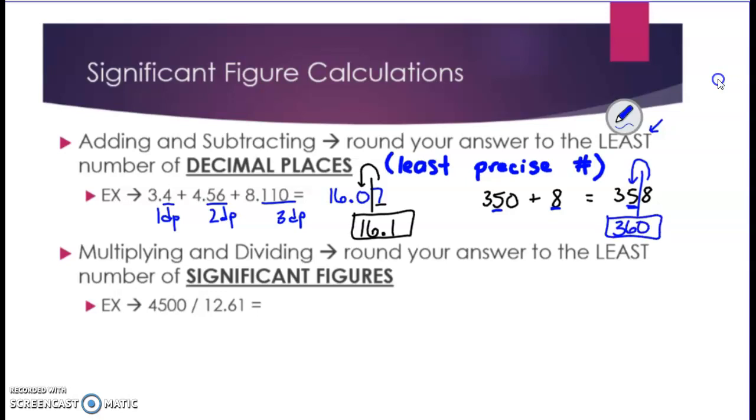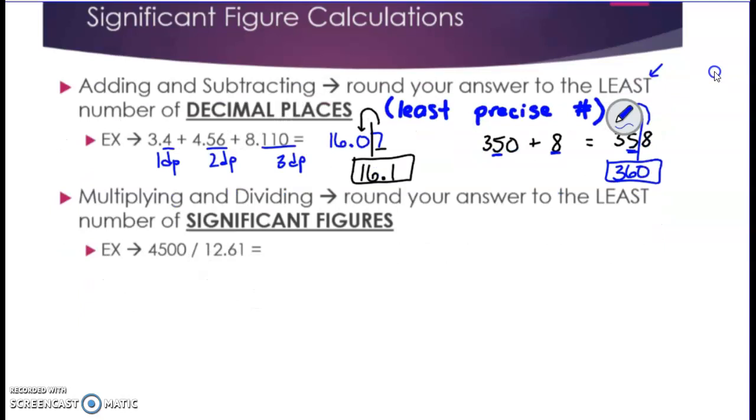Okay, let's move on to multiplying and dividing. Multiplying and dividing use the same exact rules that you used previously on the last slide. We're going to round our answers to the least number of sig figs. So again, visual person, I'm going to label these. 2 sig figs for that one, 4 for this one. So my answer wants 2. When I solve this problem, I get this.